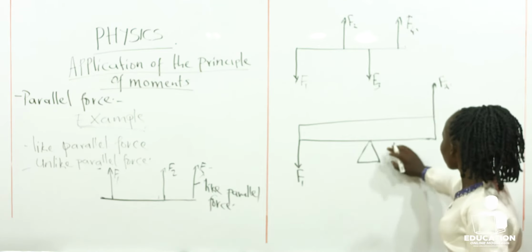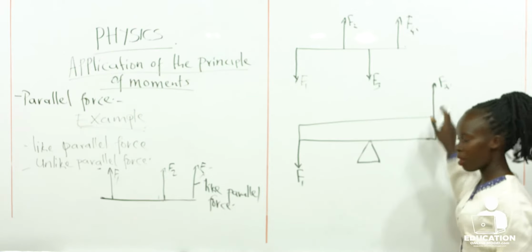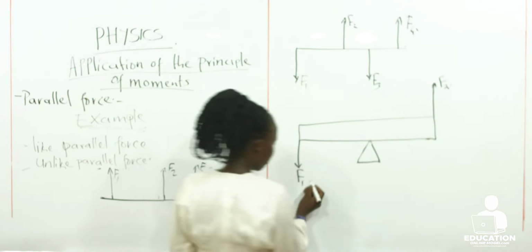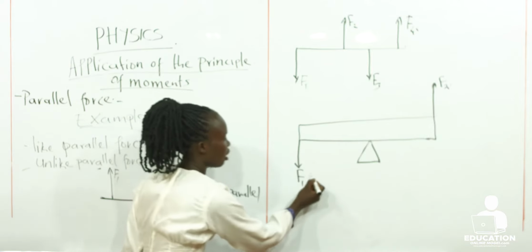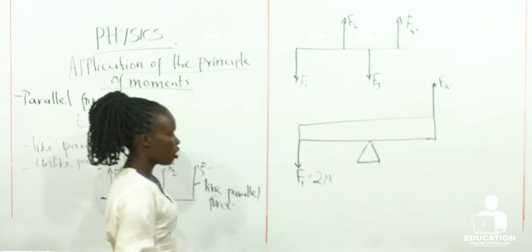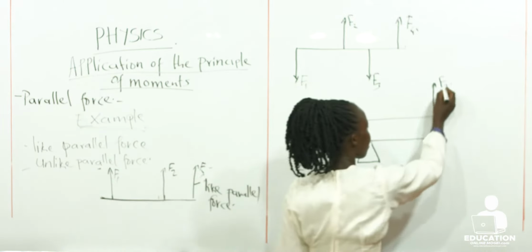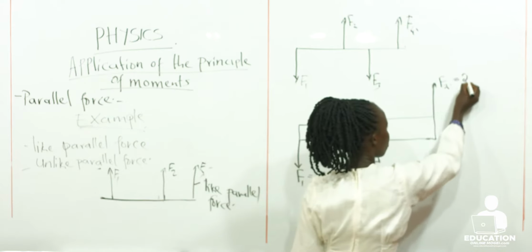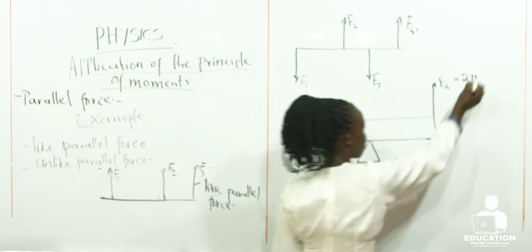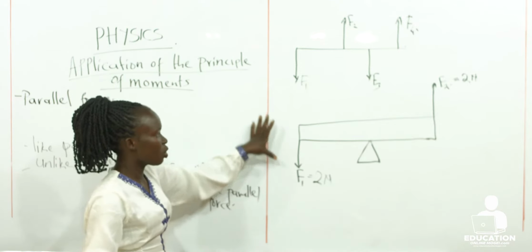So what if this force is the same as this? What if this force here is 2, let me say 2 newtons. You need a force here of 2 newtons, and then this force here is equal to 2 newtons. When it is in this case, what happens?